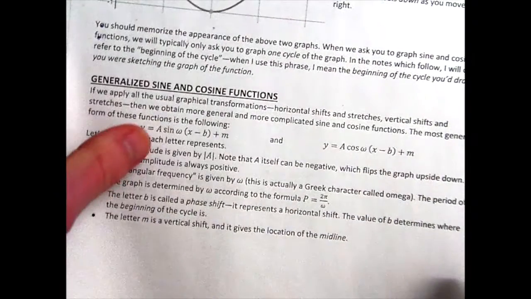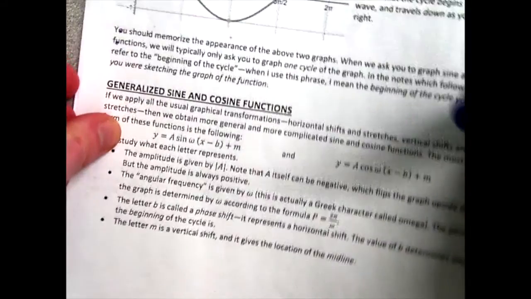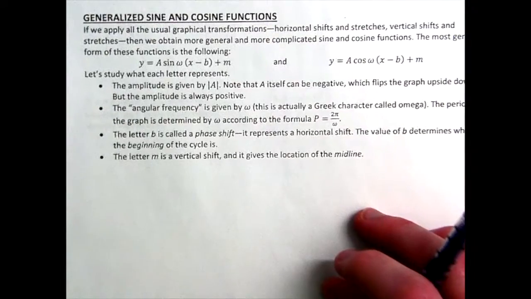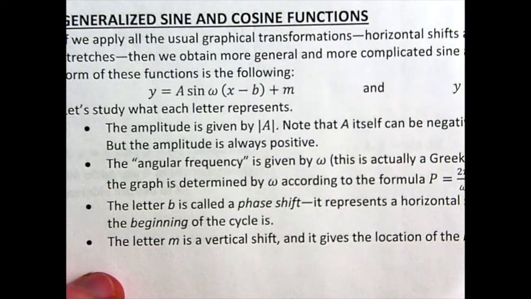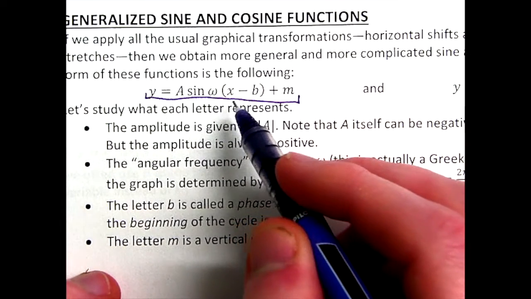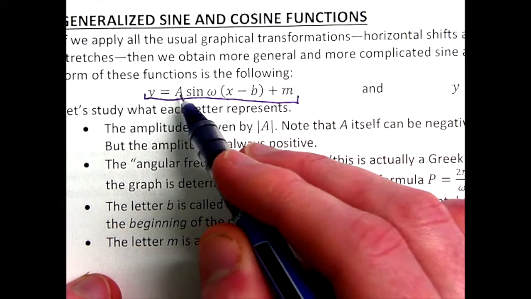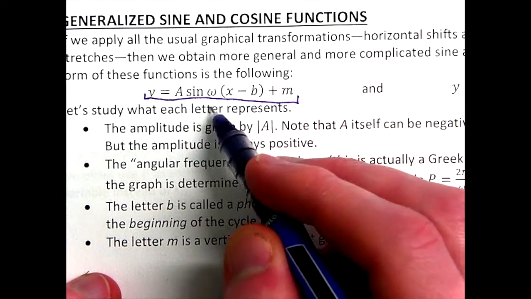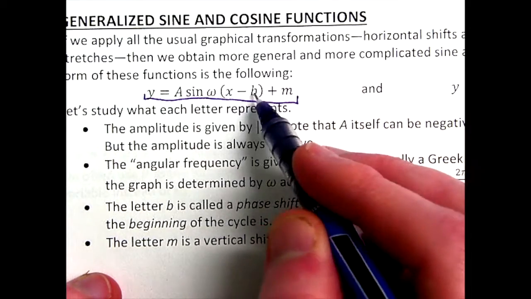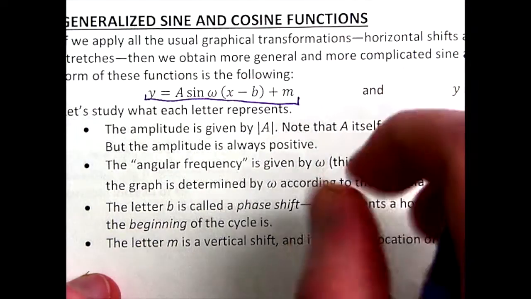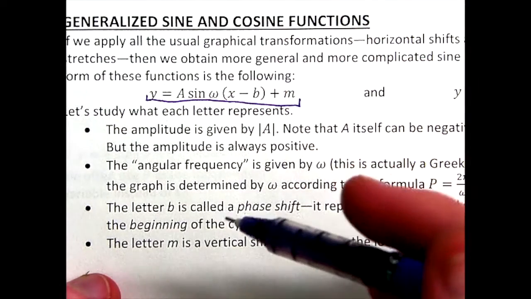Okay, so let's now talk about the generalized sine and cosine functions. Here I have a general template of the sine and cosine functions. As you can see, this is still a sine function, except I've got all this other stuff thrown into the mix. I've got a number out front, A. I've got this other number, which is a Greek letter. It looks like a W, but it's technically an omega. We've got a B, we've got an M, and basically each one of these little things is like a knob that you can adjust, and adjusting the knob changes the graph.